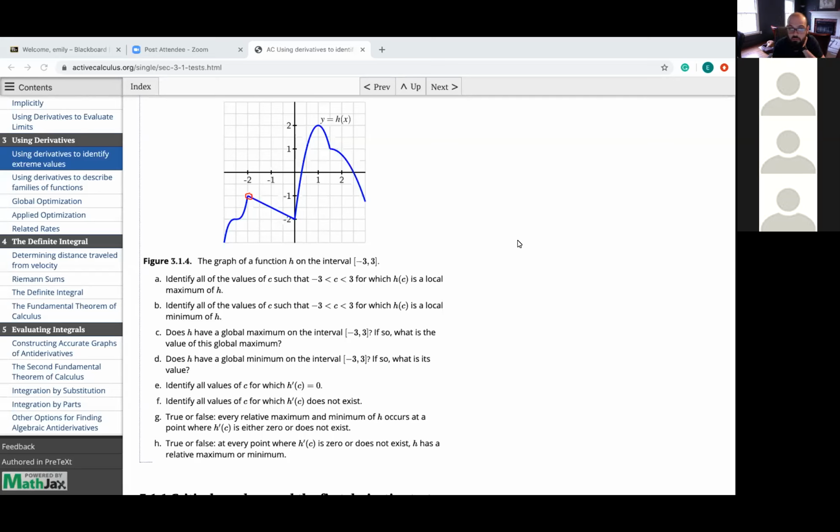What do you think? I think G would be true. Because at the local max at -2, it's non-differentiable, so the derivative does not exist. And then same for x equals 0. And then the derivative is like a horizontal line at 1. So that's also 0. Mm-hmm.